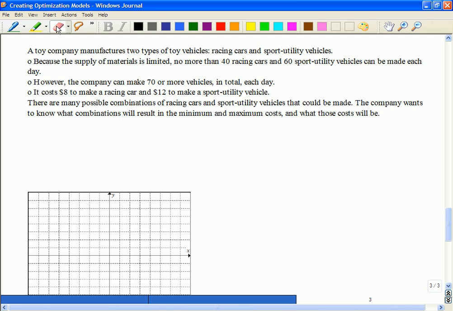Okay, so I see some good progress. I'm just going to put up what I saw on my walk around. So the first thing I saw people doing was race cars and sport utility.